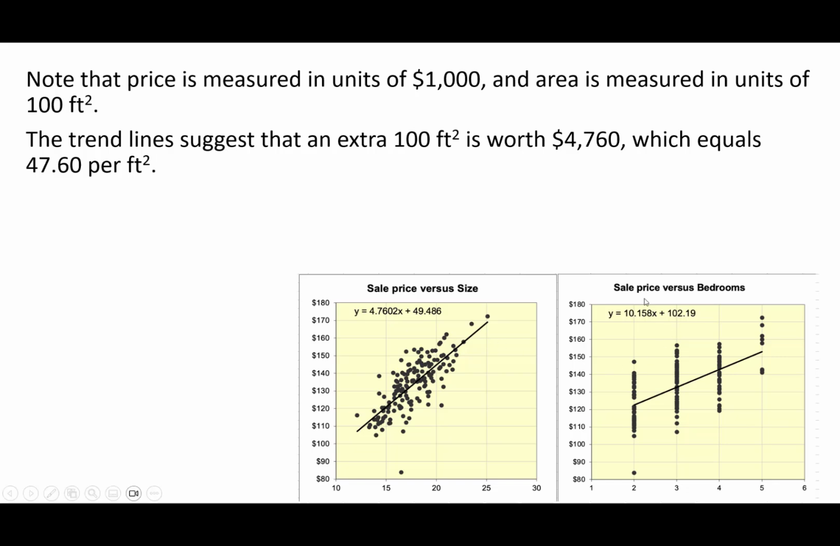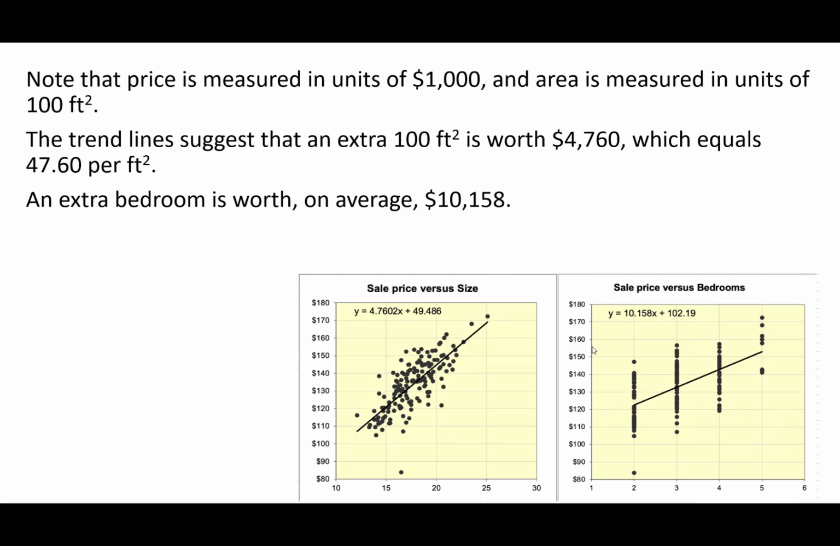Then if you graph the sales price versus the number of bedrooms, with bedrooms on the x-axis and sales price on the y-axis, you get this trend line, and you ask for the equation of that trend line, and you get y is equal to 10.158x plus the y-intercept. That tells me that an extra bedroom is worth, on average, $10,158.